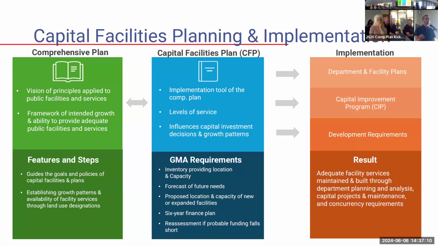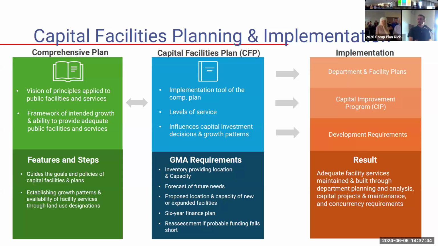So we're going to look at what projects are going to be required in order to meet that demand and growth. Are we going to need to improve our sewer? Are we going to need to build a new school? The GMA establishes specific requirements that need to be implemented within that CFP. So one of those being the inventory, so that's going to provide the location and capacity. Forecasted future needs, so that's that analysis that we'll do where we'll look at the growth, based on maximum build out, what public facilities are going to be needed in order to serve that community.